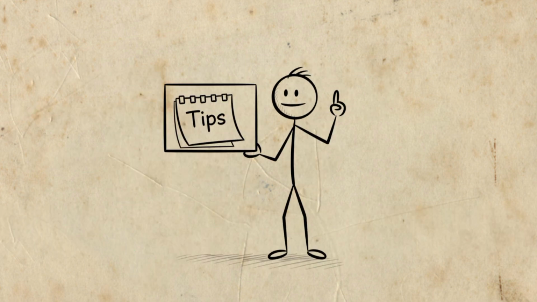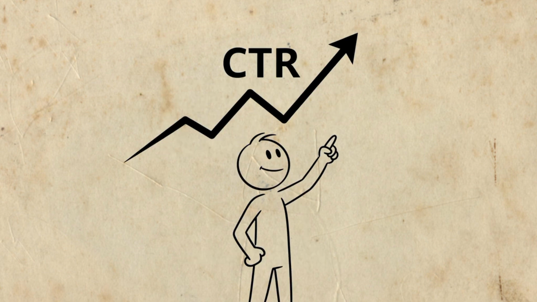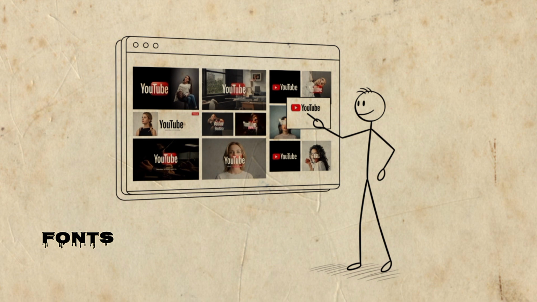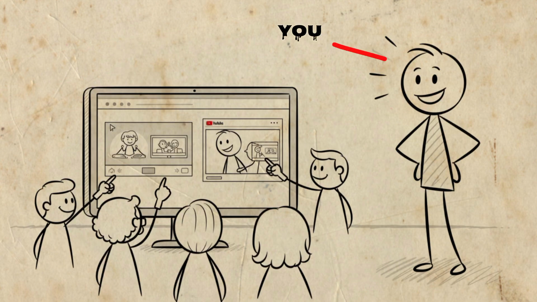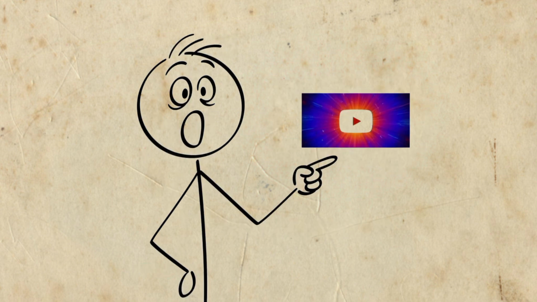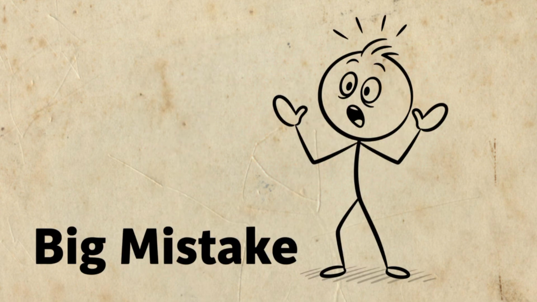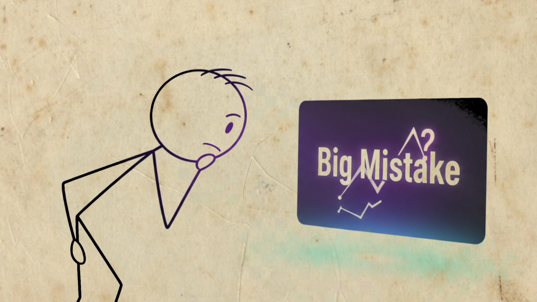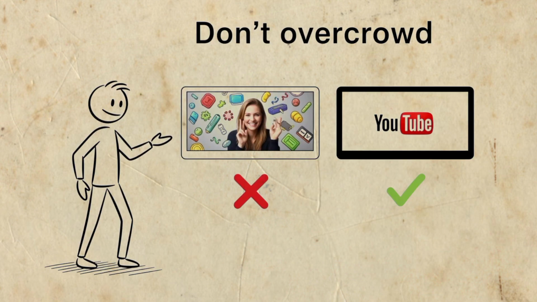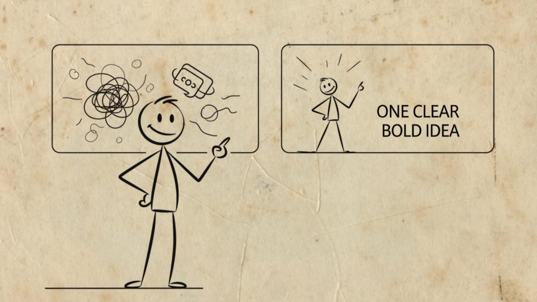Here are a few quick tips to boost your click-through rate even higher. 1. Stay consistent. Use similar fonts, colors, and layouts so viewers instantly recognize your videos. 2. Add curiosity. Use emotion. A surprise stick figure plus short text like big mistake makes people want to find out more. 3. Keep it simple. Don't overcrowd. One strong idea beats a busy thumbnail every time.